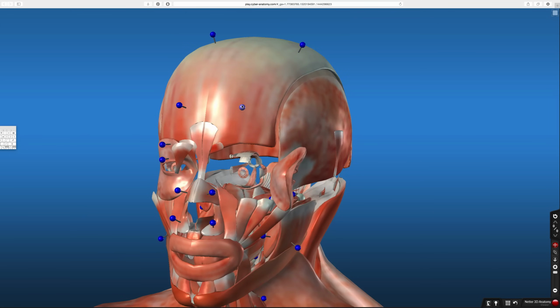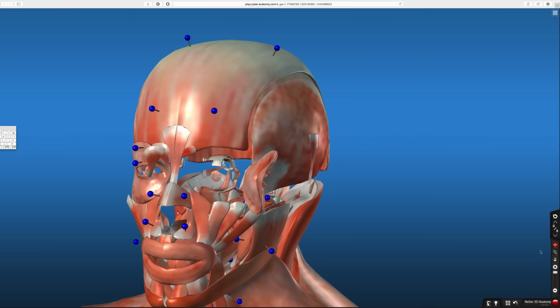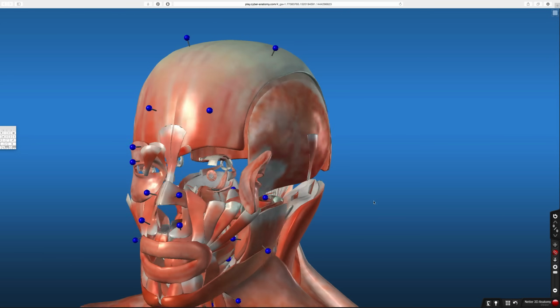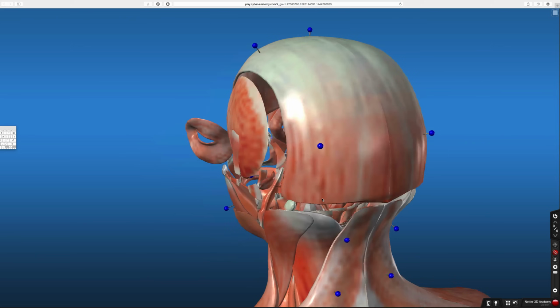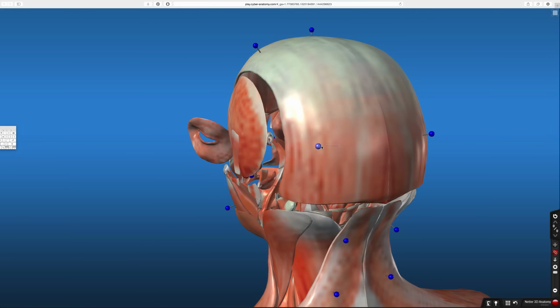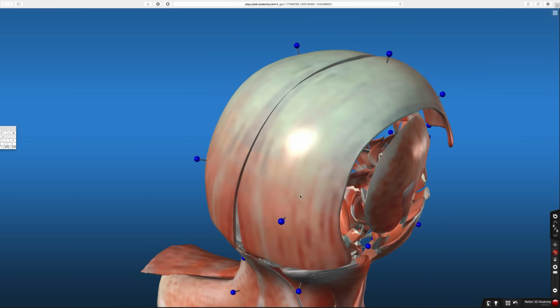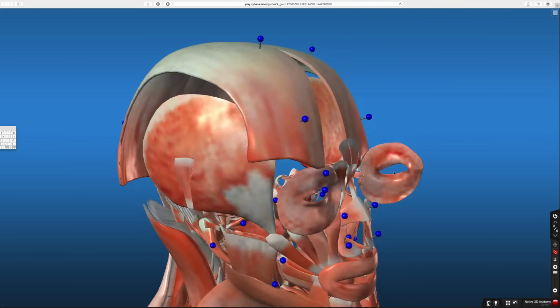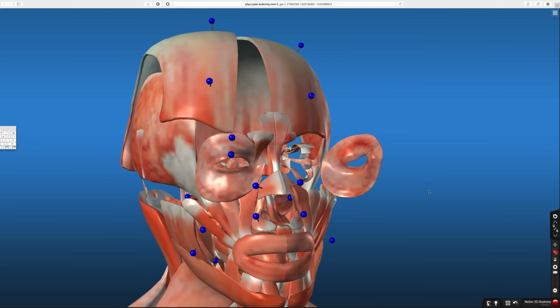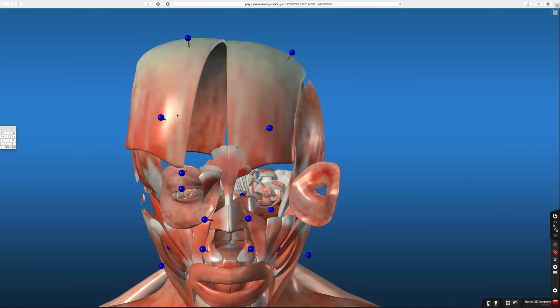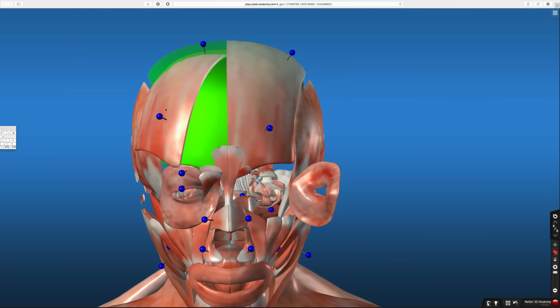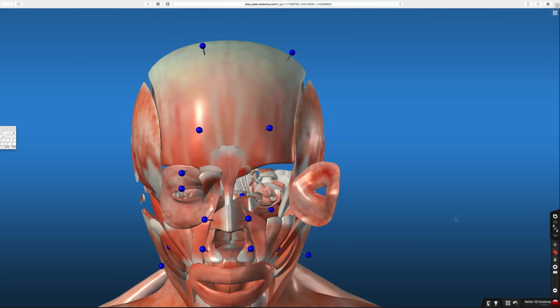Moving over here, this is the frontal belly of the epicranius muscle, and let's see if you can move this around. It's your occipital belly over here. You can see, and as you go, hold on, let's not do that. I didn't want to do that, but all right, I got that out of the way. It's back in place now.